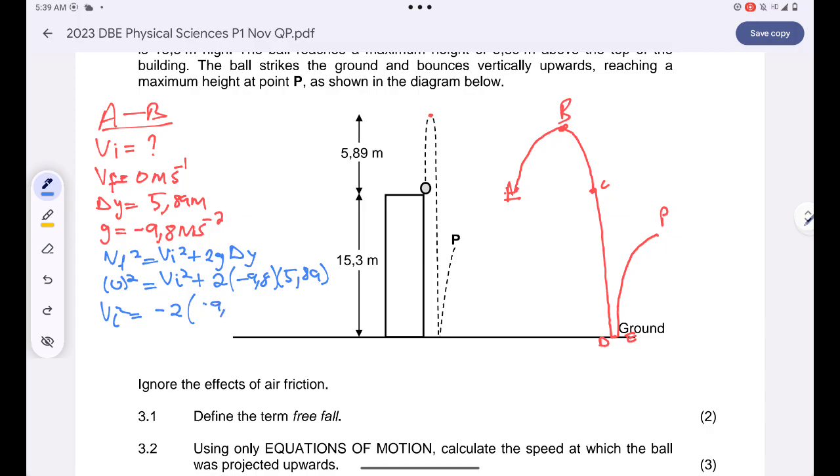9.8 multiplied by 5.89, and then therefore I'll take the square root. The square root of negative 2 multiplied by negative 9.8 multiplied by 5.89. I'll simply get... actually this thing is on scientific notation. Let me change it. Excuse me about that, guys. The square root of negative 2 multiplied by negative 9.8, 5.89.